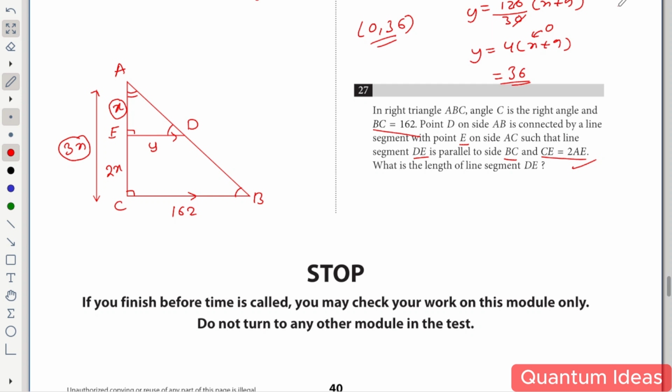You got it? Or you can simply say, if this is y, this will be 3y. By the condition of similar triangles, if this is x, this will be 3x. If this side is y, this will be 3y. That means 3y will be equal to 162, right? So y will be, if you solve this, simply 54, our final answer. Or you can directly say y is 1/3 of 162. You can do it like this also, and you will get the same answer.